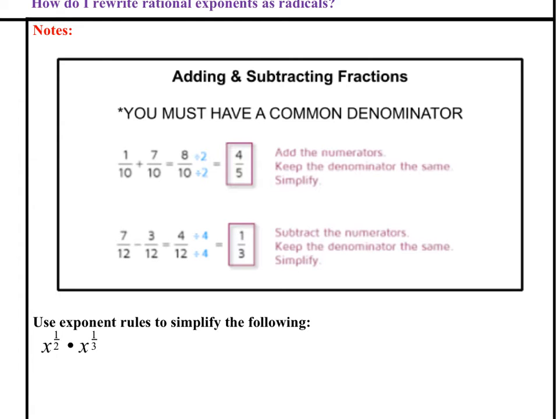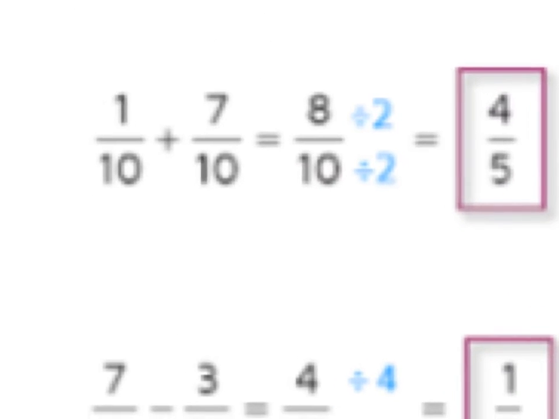Because today we're dealing with fractions. If you have fractions that are being added or subtracted together, you have to have a common denominator, meaning the bottom of the fraction has to be the same. If it's not the same, you have to make it the same so that it looks like this.